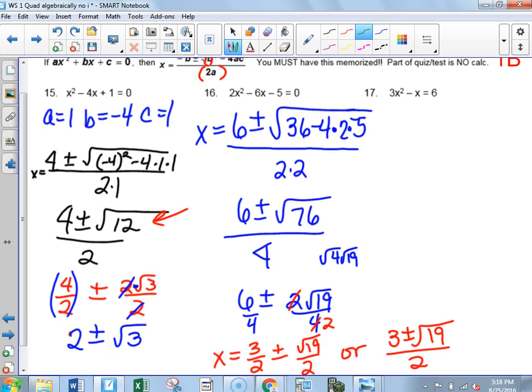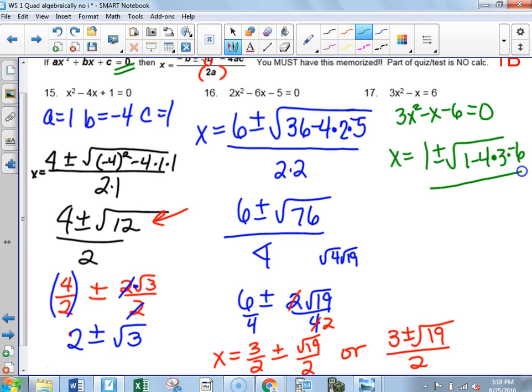Okay. What do we have to do first on this guy? 3x squared minus x minus 6 equals 0, because remember the whole formula up here said it had to equal 0. All right, opposite of b, anybody? 1 plus or minus the square root of, what is negative 1 squared? 1 minus 4, that comes with the formula, times 3 times negative 6.